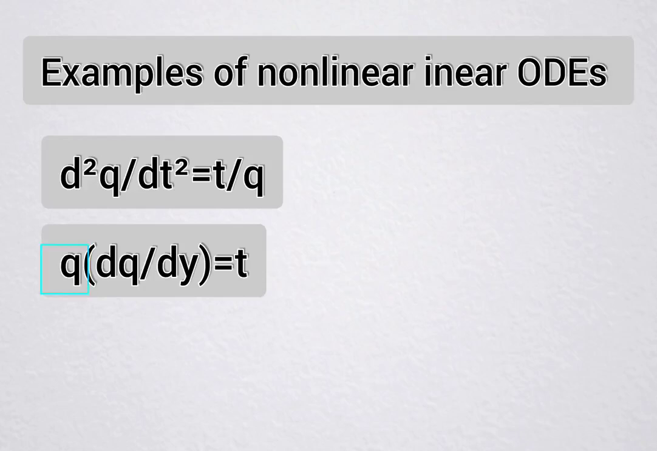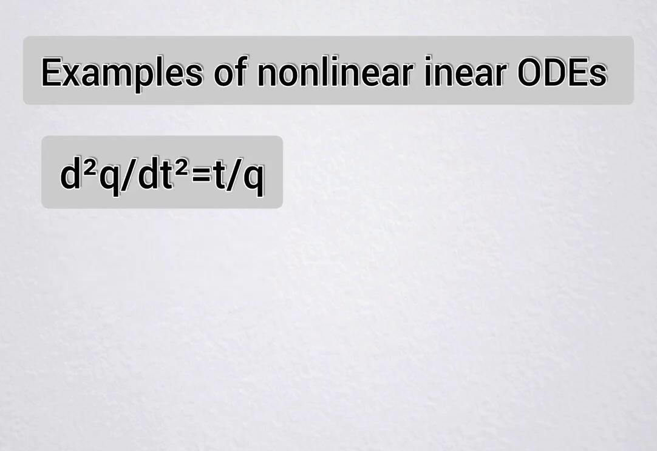Now the q there is an unknown function, and from one of our tips here, there must be no product of the unknown function and the derivative. So the q here, being the coefficient of the derivative and also being the unknown function, has disqualified this ODE from being a linear ODE, and that is why this ODE is a nonlinear ODE.